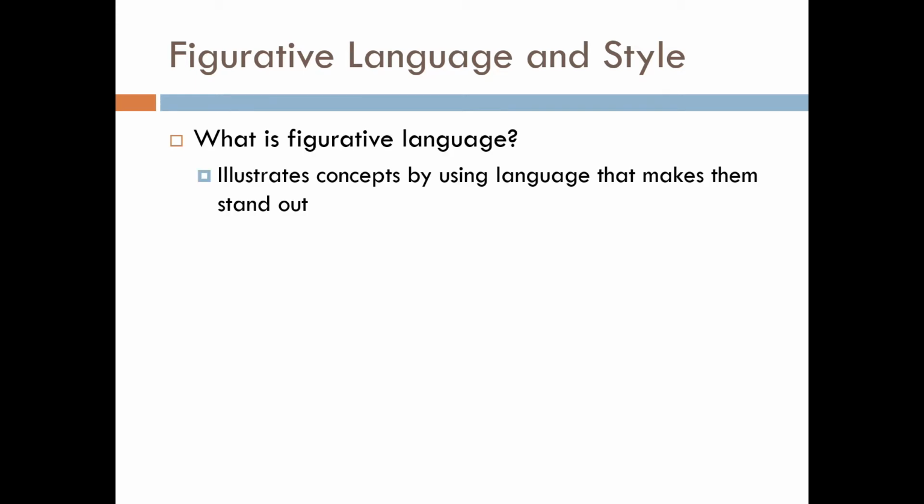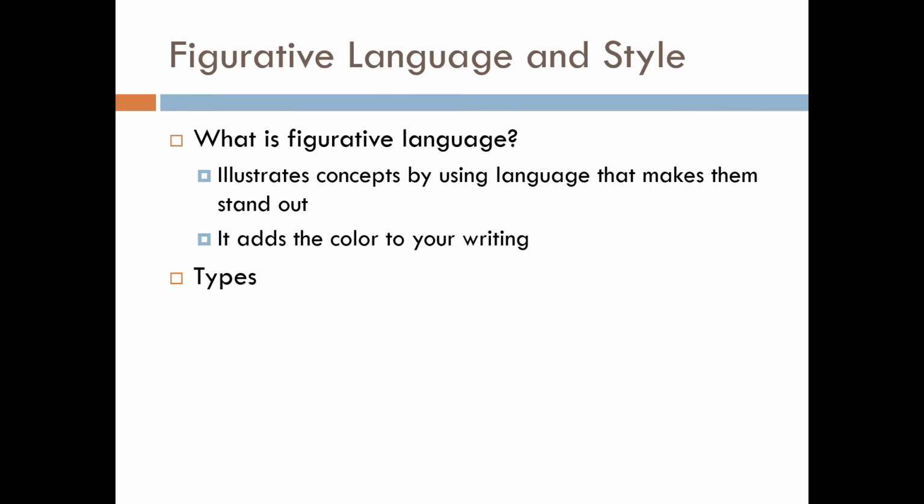But let's get into figurative language, because figurative language is a big part of our style, who we are as writers. So first of all, what is figurative language? Well, figurative language is language that illustrates concepts by using language that makes them stand out. It adds color to your writing, and there are different types of figurative language, right? Figurative language creates figures. They create images in your mind. So figurative language allows me to see what it is you want me to understand or see. And that's my definition of figurative language. It's language that creates figures in my mind.